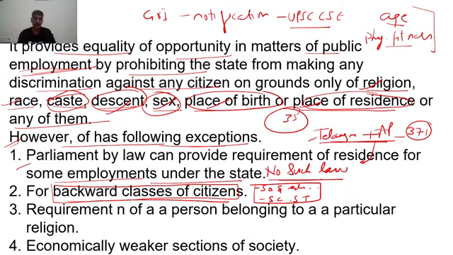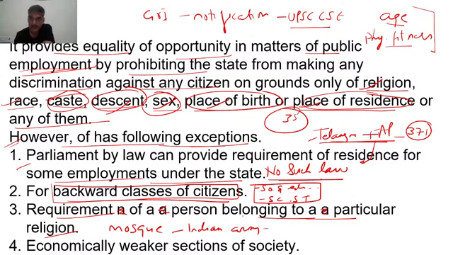Then it also provides that the state can make a law, and by that law the state can provide for a requirement of a person belonging to a particular religion. Isn't it? Suppose, just for example, there is a mosque of the Indian Army. Now there is a vacancy for a mullah or qazi for that particular mosque. Now under Article 16, the state cannot make any discrimination on grounds only of religion, but that does not mean that a Hindu is going to occupy that post. In such cases, they can provide that here the person should belong to this religion only.